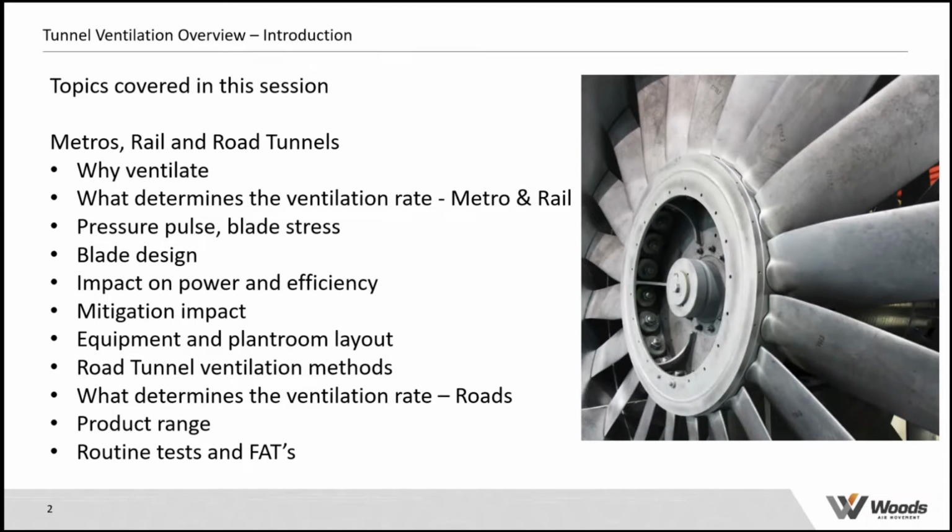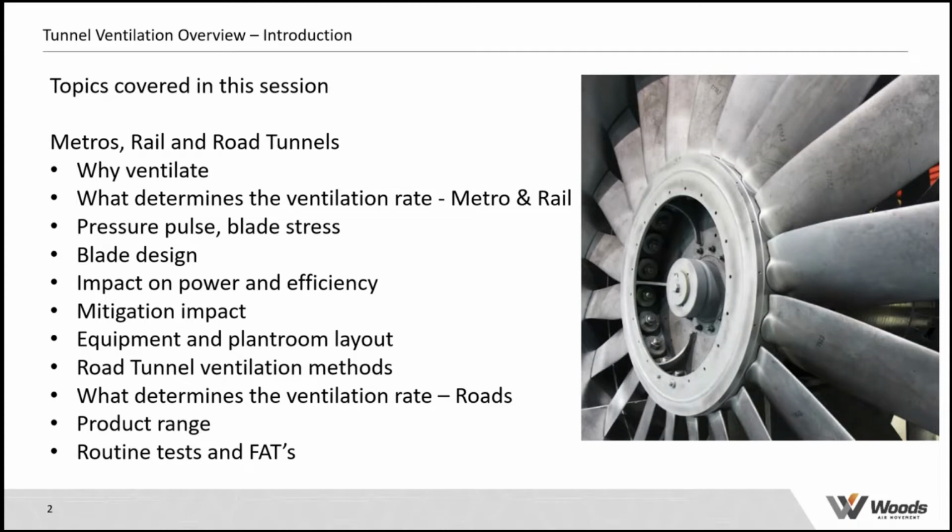I'm going to talk specifically about a thing called a pressure pulse, which is a very specific implication of operating fans for metros and how that has an impact on stresses on the blades of the fan. Talk a bit about blade design, about how we've got around that particular issue, but how that new blade design has an impact on the power and efficiency of the system, and I suppose a summary of the mitigation. How do we deal with this particular requirement?